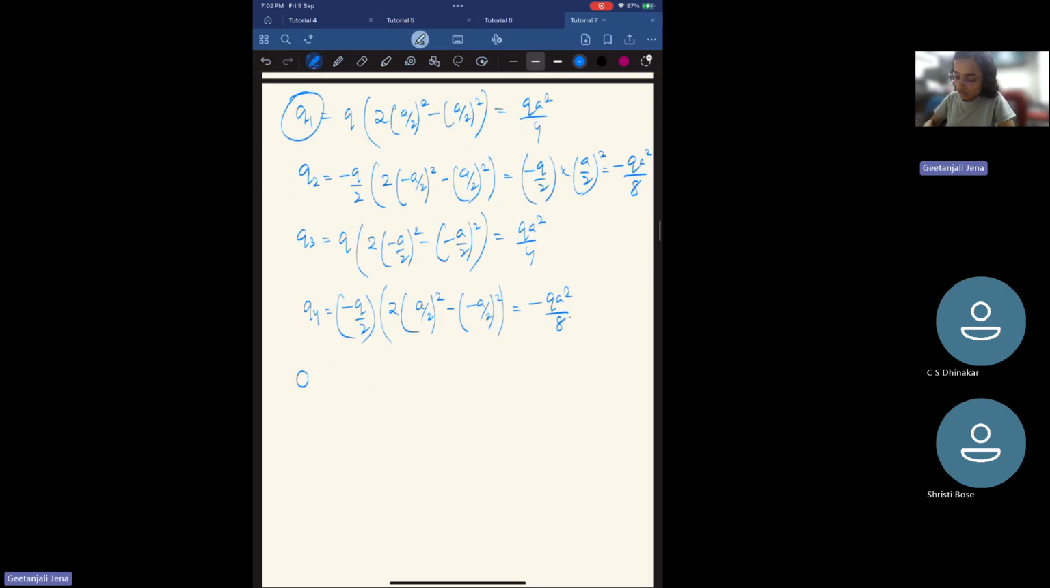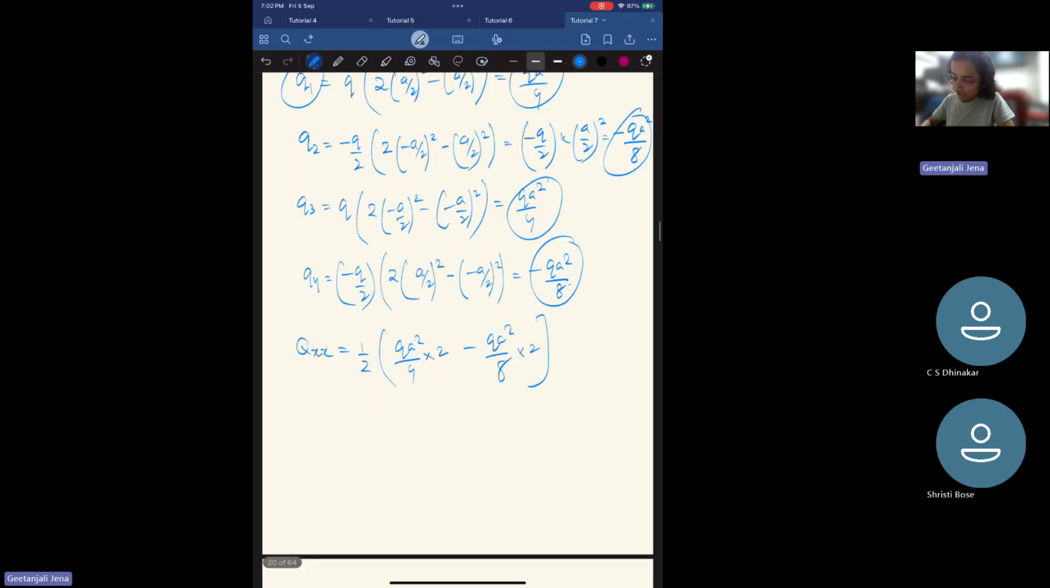So now we can add it up. Two times half of Q squared by 4, and there are 2 of Q squared by 8. Overall it will give Q squared by 8. So this is Qxx.